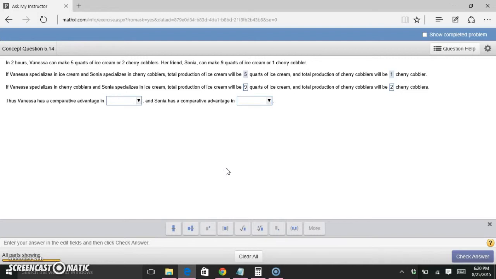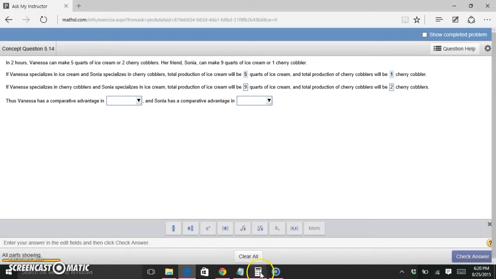Okay? Does that make sense? So whichever one I want to know the comparative advantage for, I'm going to put that on the bottom of my fraction in my division. Okay? So I want to know who has the comparative advantage in ice cream? What is my opportunity cost for making ice cream?